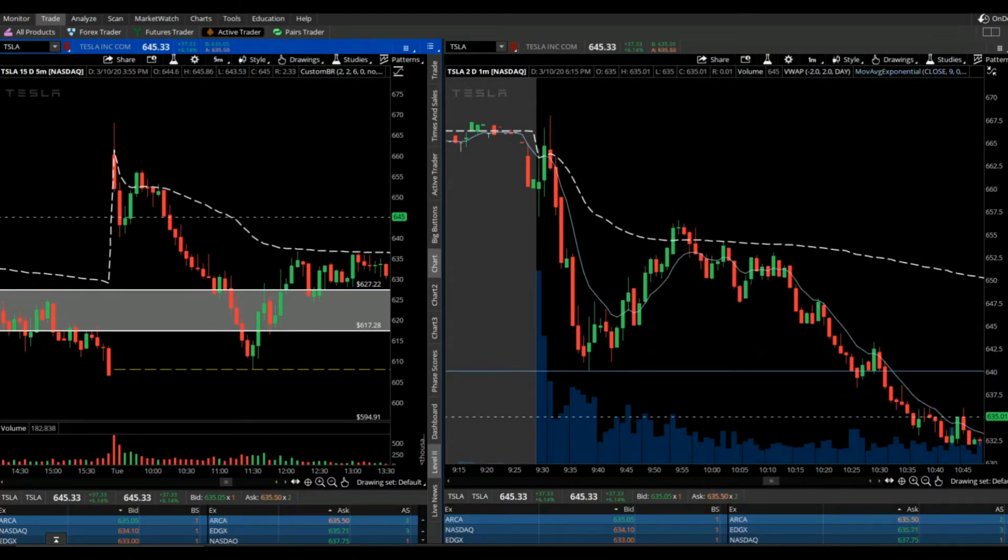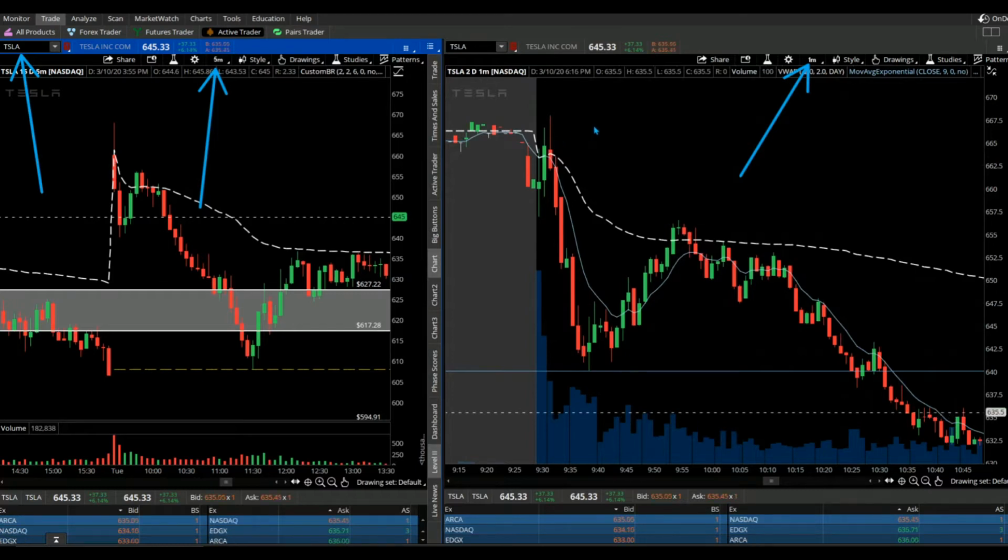All right, so I got my pen. On the left side of the screen, we are looking at the 5-minute chart of Tesla, ticker symbol TSLA. On the right-hand side, it's the same chart on a 1-minute time frame. A candle forms every 1 minute on the right-hand side and every 5 minutes on the left-hand side. So basically, 5 1-minute candles form a 5-minute candle.